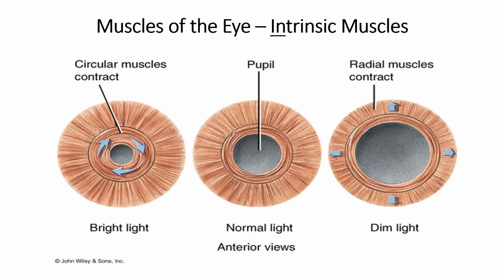In dim light, the radial muscles, which are on the outside and attached to the circular muscles, are going to contract, and they're going to pull that inner circle out, and they're going to increase the size of the pupil. And that's known as dilating the pupil.